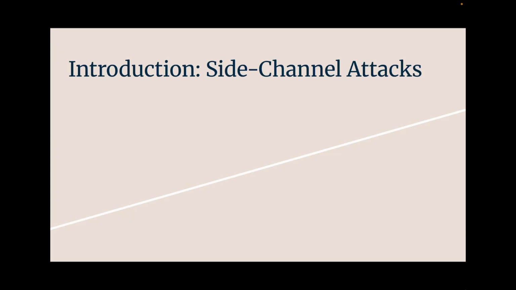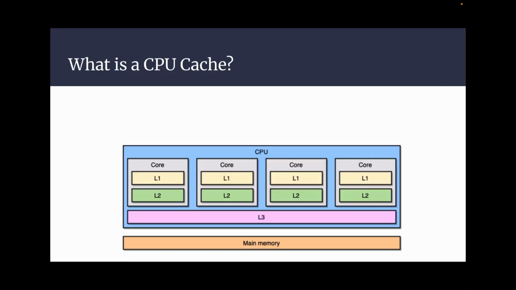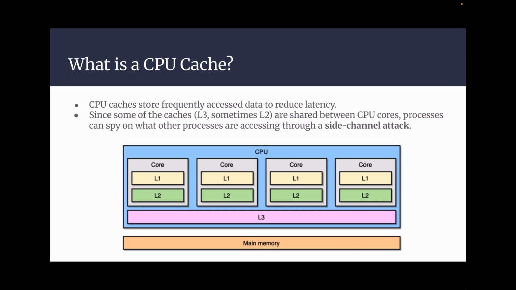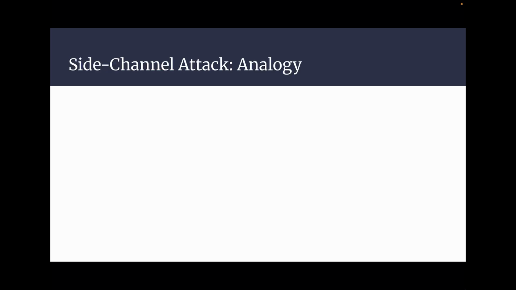So what is a side channel attack? First, we kind of need to understand a CPU cache, which stores frequently accessed data. Usually the L3 is shared between all cores, and sometimes the L2. And because this L3 is shared, this can be exploited through a side channel attack.